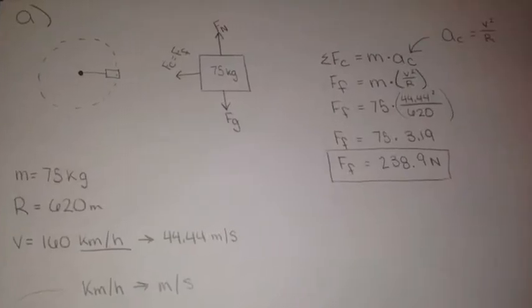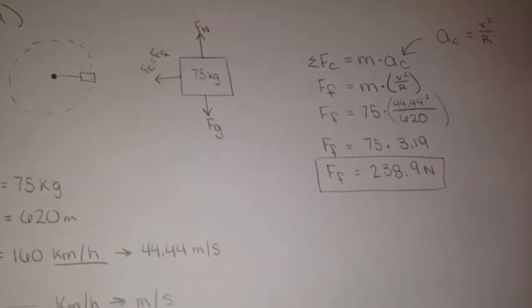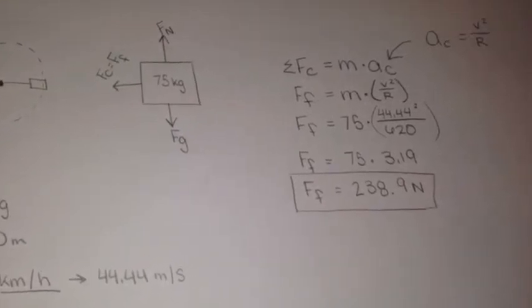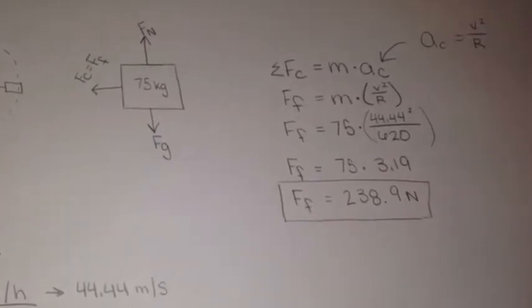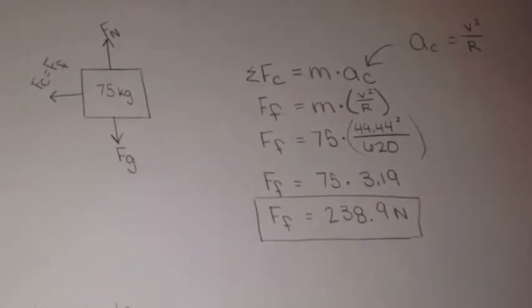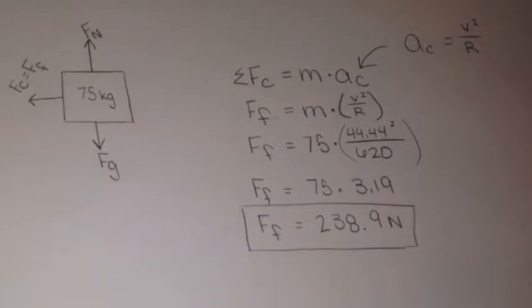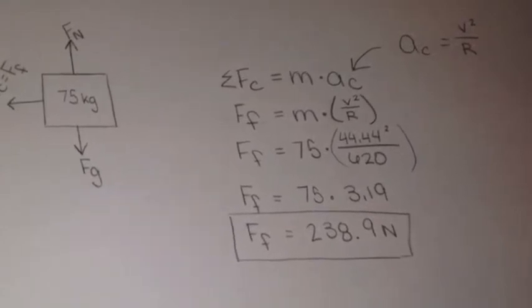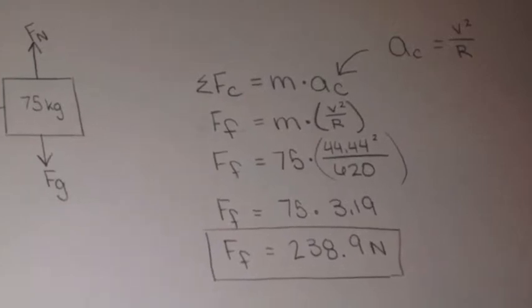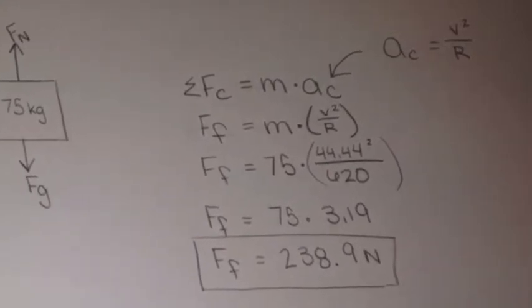Then once we have that conversion, we can set up our equation of sigma F equals the mass times the acceleration in a circle. We know that our acceleration in a circle is equal to the velocity squared divided by the radius. Therefore, when you plug in each of these values, you come out to the friction force being 238.9 newtons.